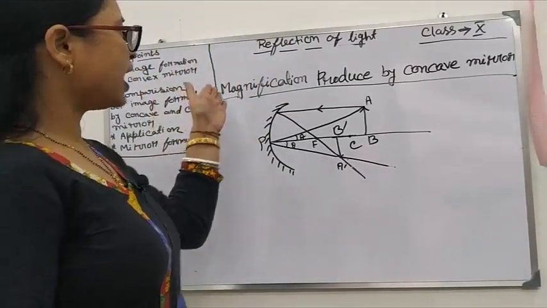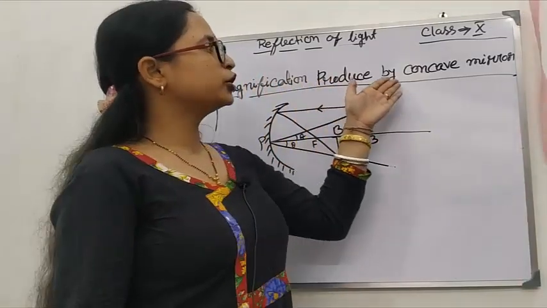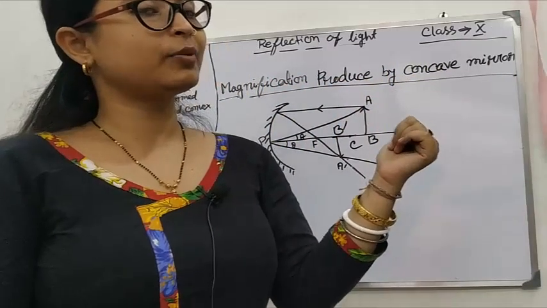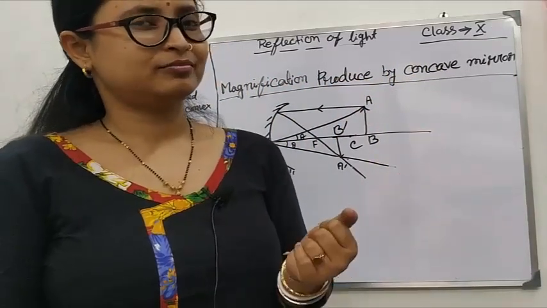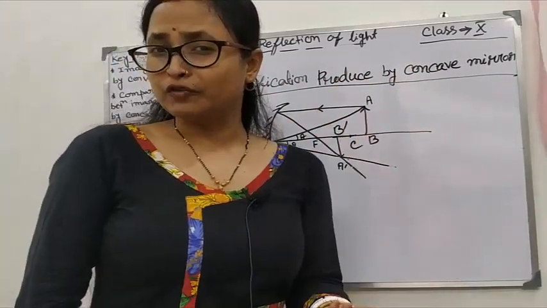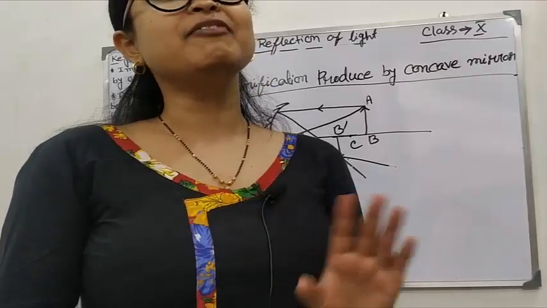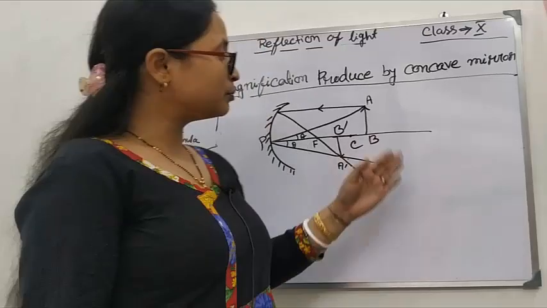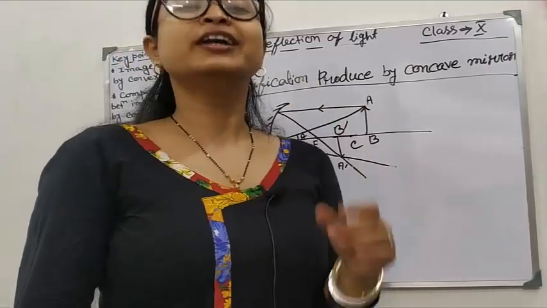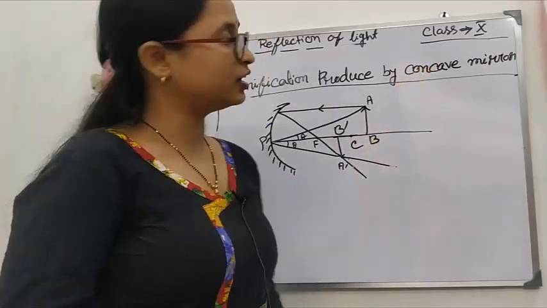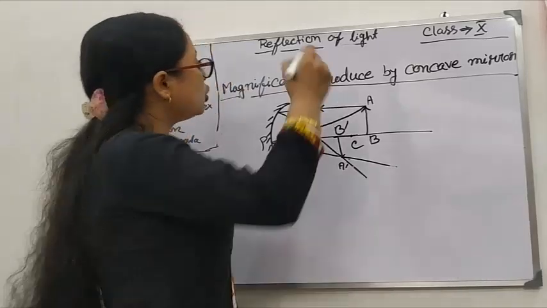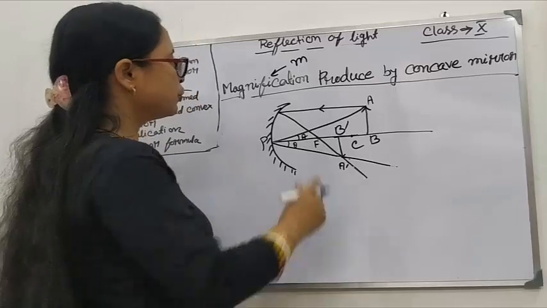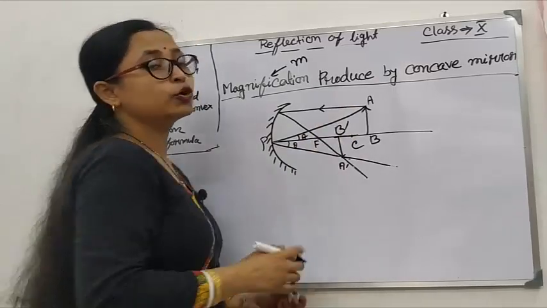Now you can see I have written here magnification produced by concave mirror. Can you tell me why I have written here magnification by concave mirror? Simple. A convex mirror doesn't give any magnified image. It always gives a diminished image. That means magnification occurs in the case of a concave mirror. Now magnification is also represented by small m. Clear now? Now let us find the formula.